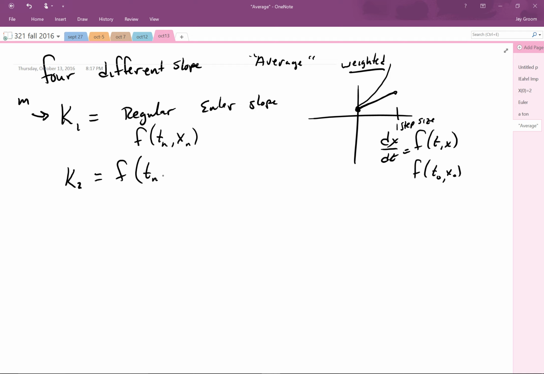It is t sub n plus 1/2 h. In other words, we're going halfway across. We're going halfway out. That's half of an h. Okay? And what we're going to find is that we're going to get this guy right here. We're going to get yn, that is the not yn, xn, that is the previous value we started at, plus, check this out, this is pretty exciting, k1, which is regular Euler slope, times this step.